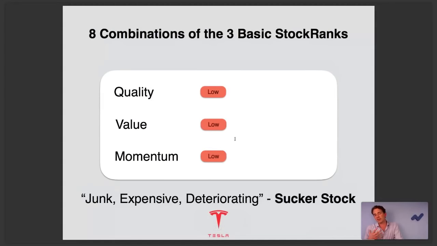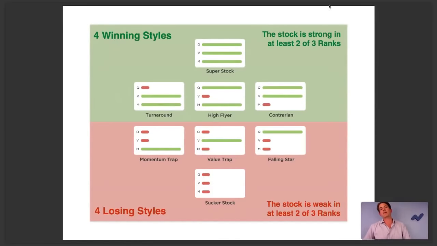And the last one, which I have the most fun with of all, is called the sucker stocks. All three of these basic rankings or factors are bad for these kinds of stocks. Tesla, whose cars I absolutely love, is currently labeled as a sucker stock using this framework. And you can think of this framework, you can draw the line and look at stocks that are strong in at least two or three of these factors or stock ranks as winning styles.